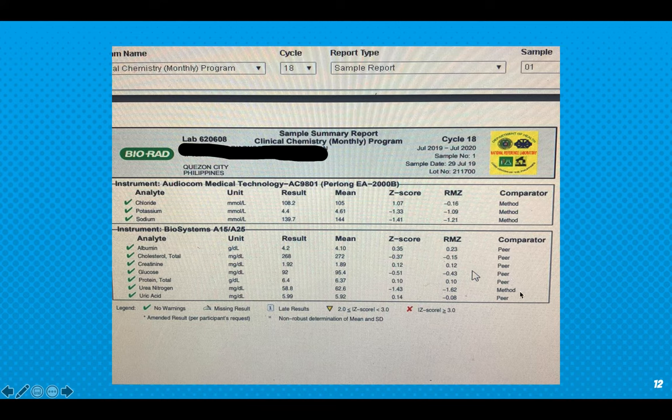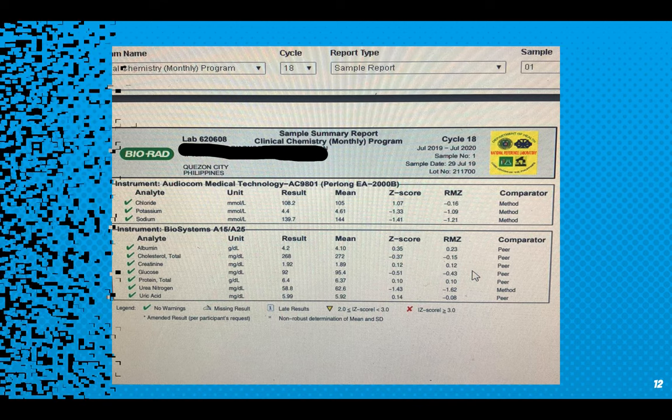So when I attended a seminar of our NRL at that time, they are actually the one deciding on what comparator will be used for your laboratory. Most of the time the comparator depends on the number of those who are enrolled. So technically, we're talking about statistics, so we also have to include statistical validity or the significance of the sample size.